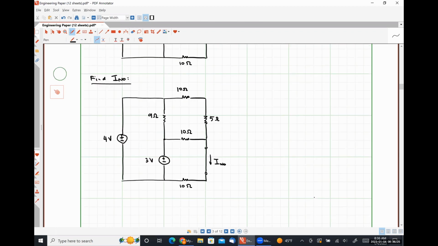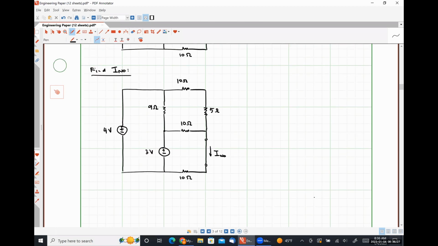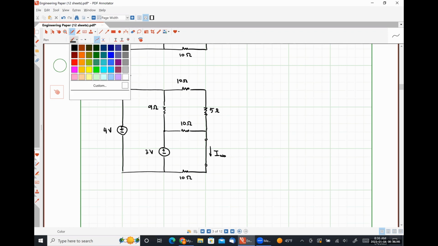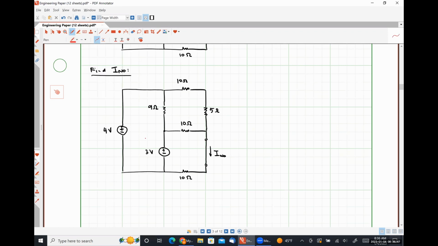All right. So how are we going to find this current I Norton? However we feel like. Mesh analysis is the obvious choice here. We can do that. We could also do nodal analysis if we wanted to, but let's just keep things easy and do mesh. So in this case, we have 3 meshes.